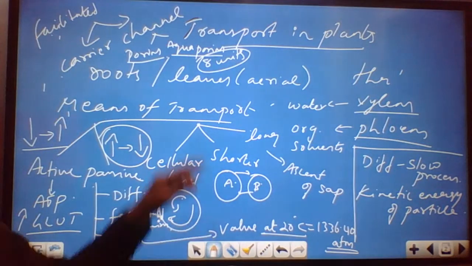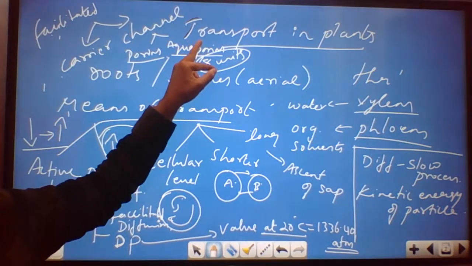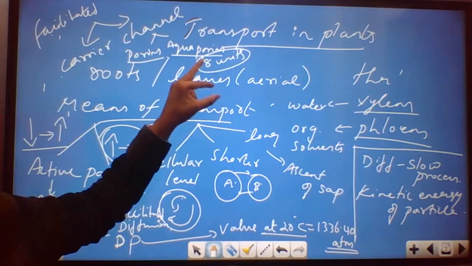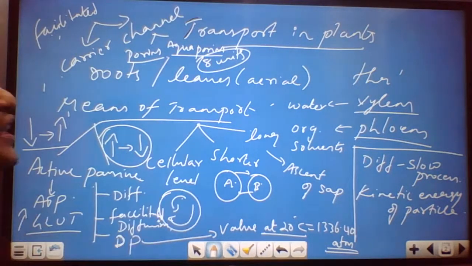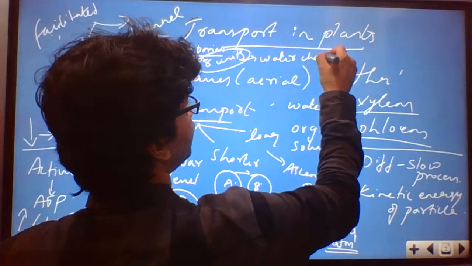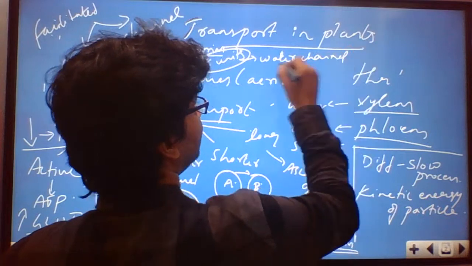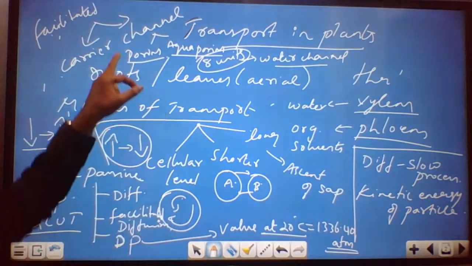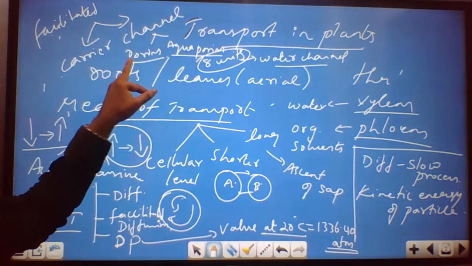These 8 units fuse together and form a water channel. Eight units of aquaporins fuse together and form the water channel. So by this, the channels can be classified into porins and aquaporins.